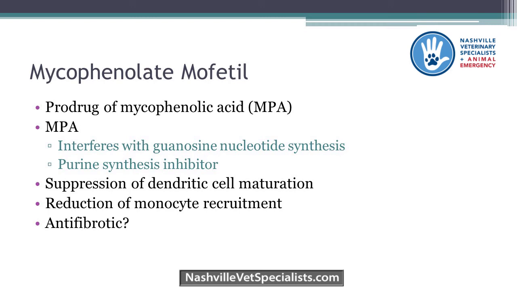Mycophenolate is a prodrug of mycophenolic acid, and mycophenolic acid is going to interfere with guanosine nucleotide synthesis. So just like azathioprine, it's a purine synthesis inhibitor. It also does a few other cool things with the immune system. It's going to suppress dendritic cell maturation, and it's going to reduce monocyte recruitment. It might also have some anti-fibrotic properties, which I haven't really seen the effects of.